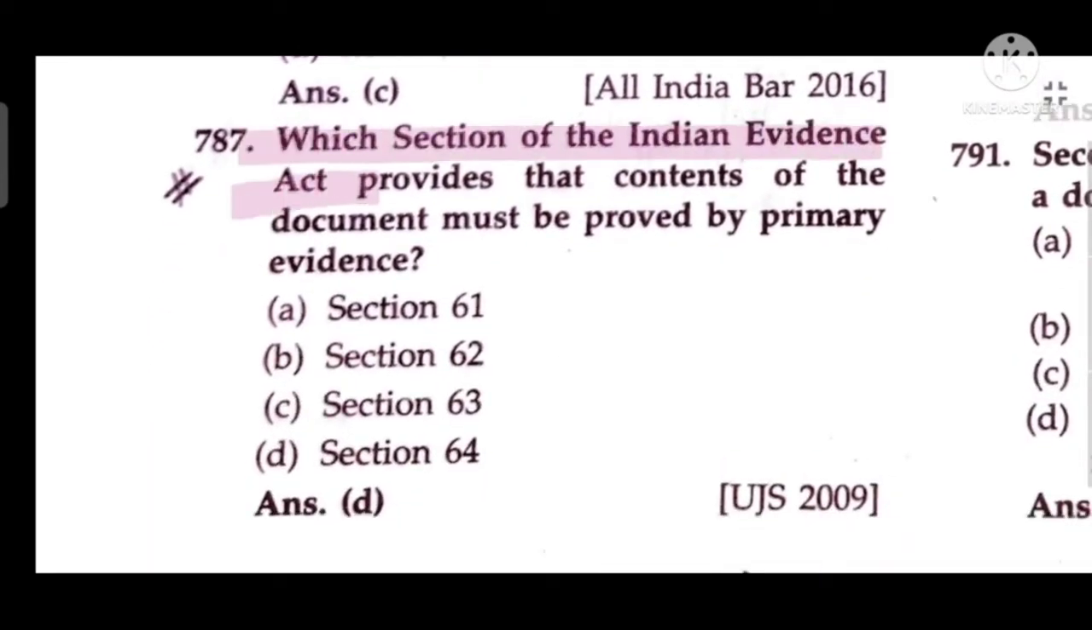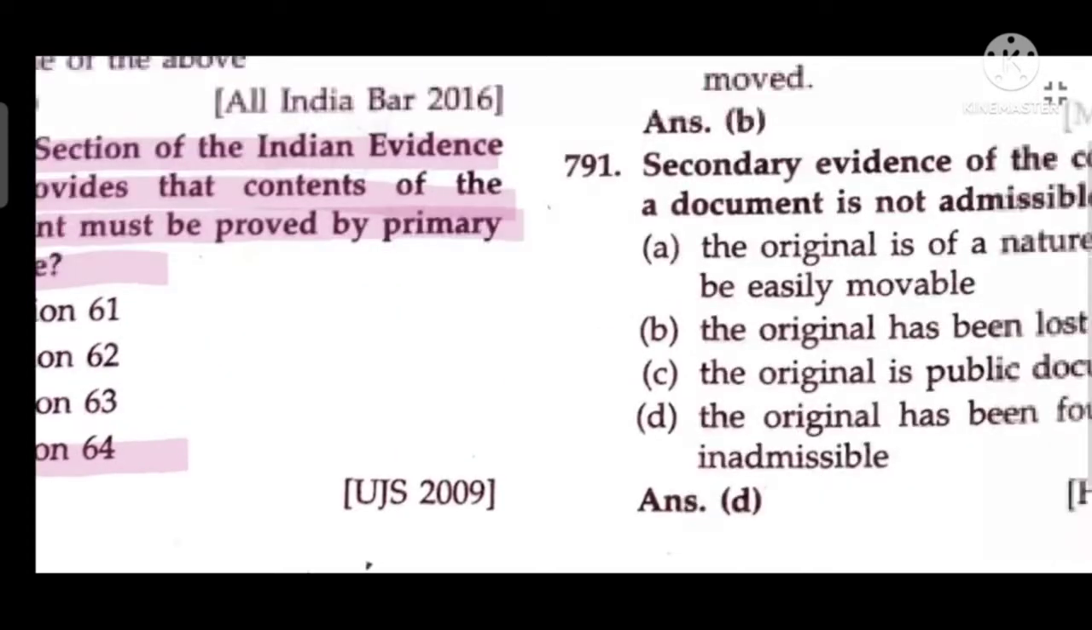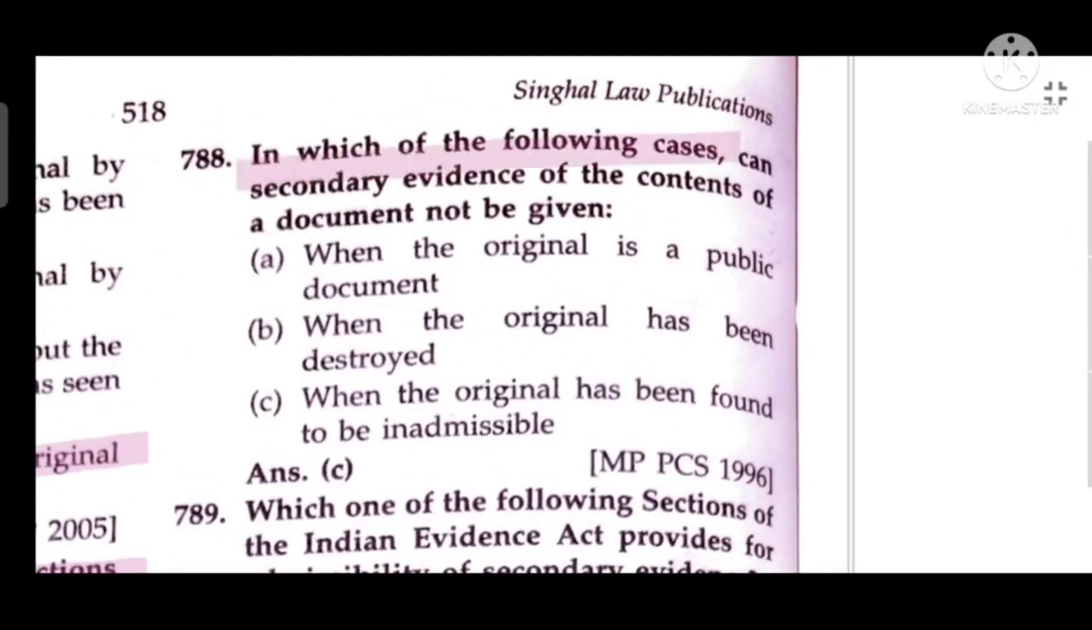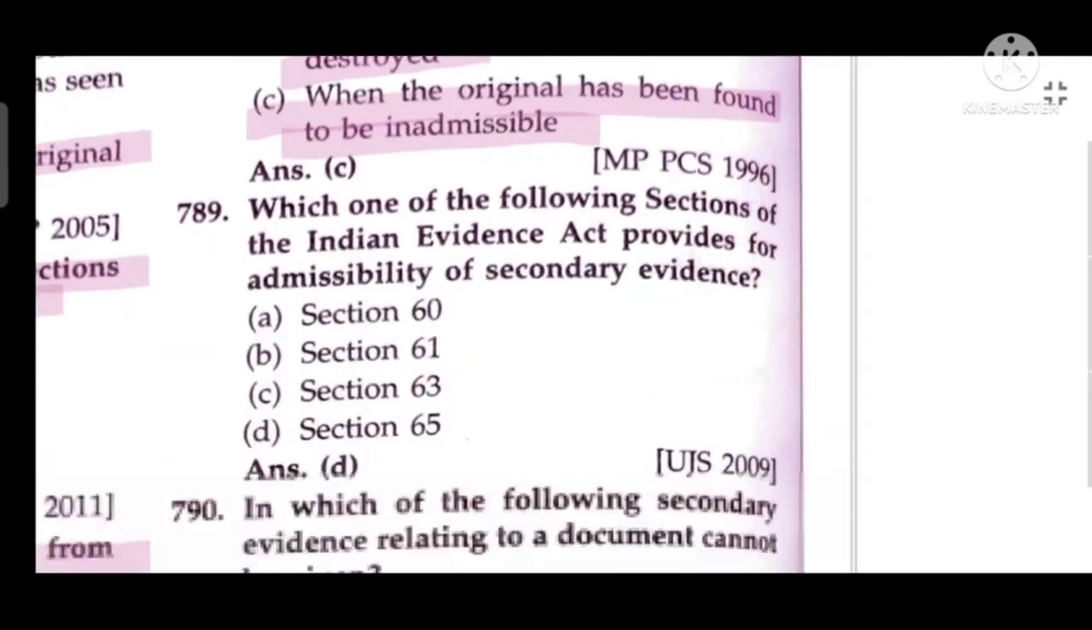Which section of the Indian Evidence Act provides that the contents of a document must be proved by primary evidence? Section 64. In which one of the following cases can secondary evidence of the contents of the document be given, not only when the original has been destroyed? When the original has been found to be inadmissible.